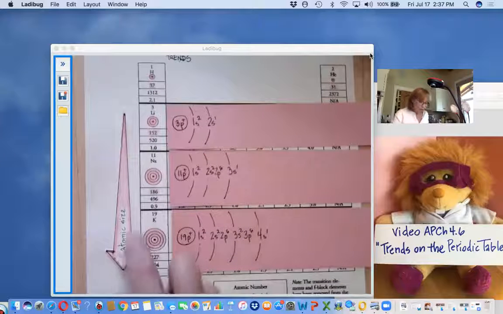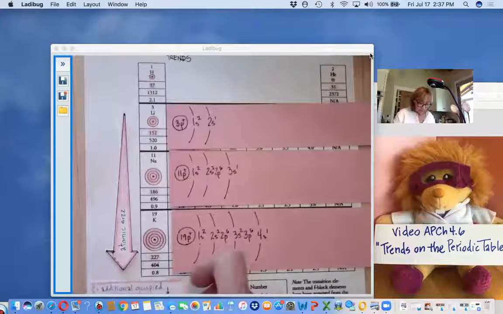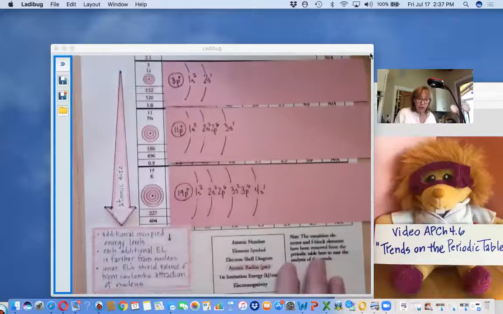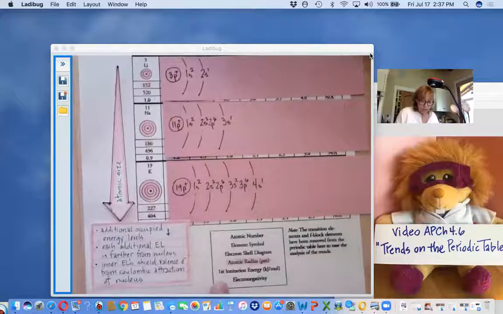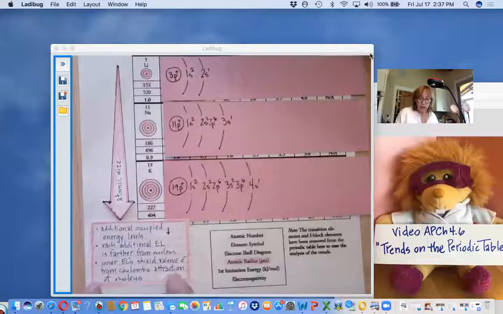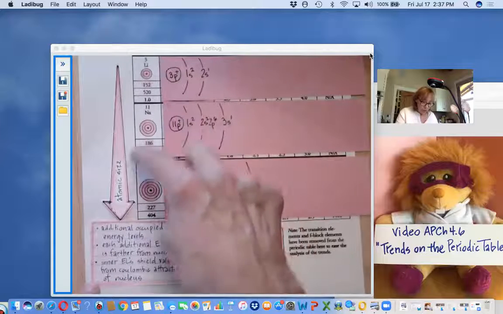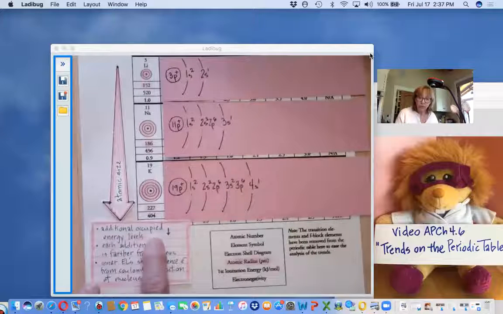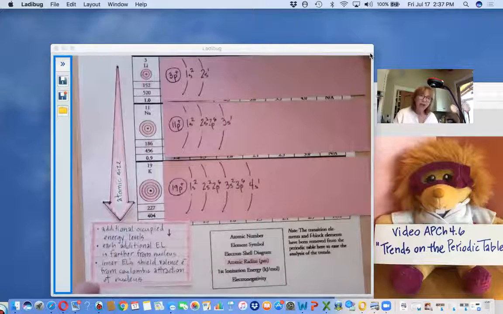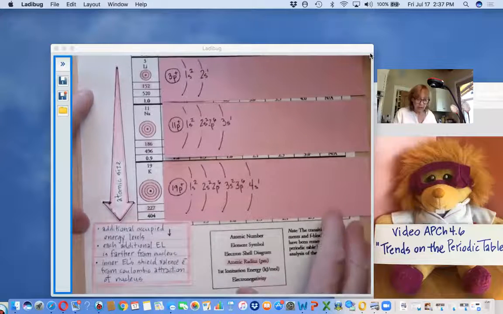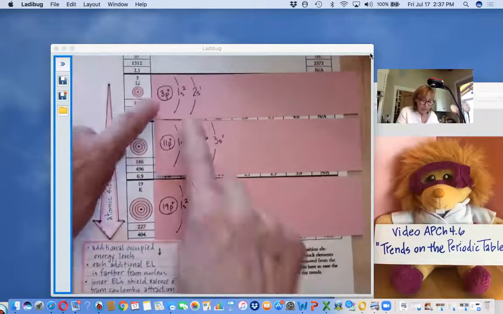So, to describe this trend in size, these are the points that you would want to talk about, for instance, on a free response question. So as you go down a group, there are additional occupied energy levels, and each additional energy level is farther from the nucleus. And then furthermore, the inner energy levels shield the valence electrons from this Coulombic attraction of the nucleus. So let me just show you what I mean.